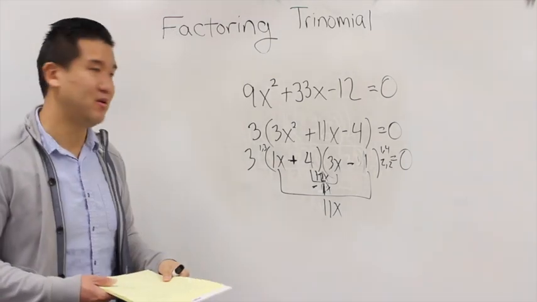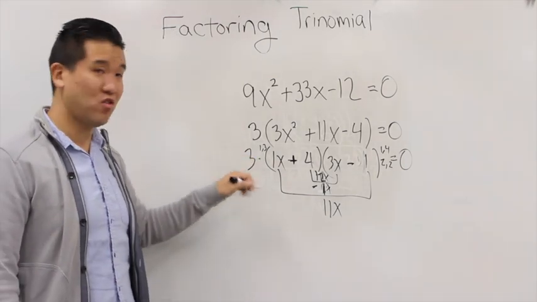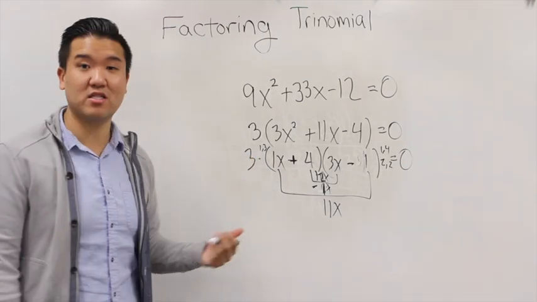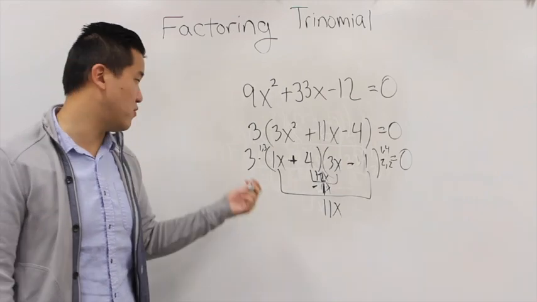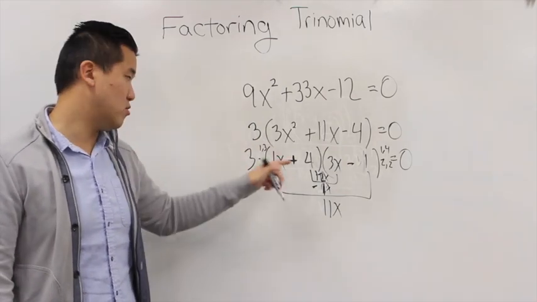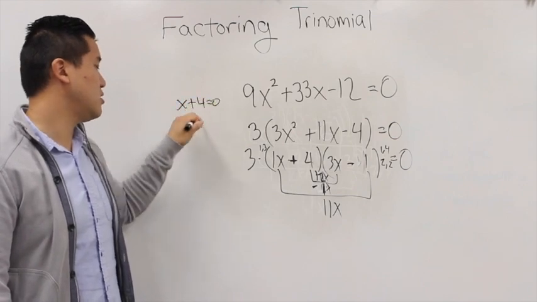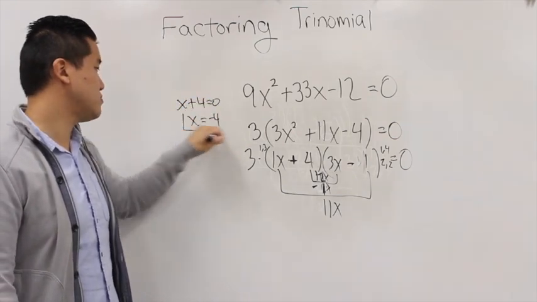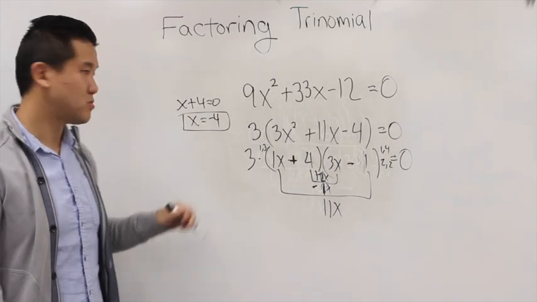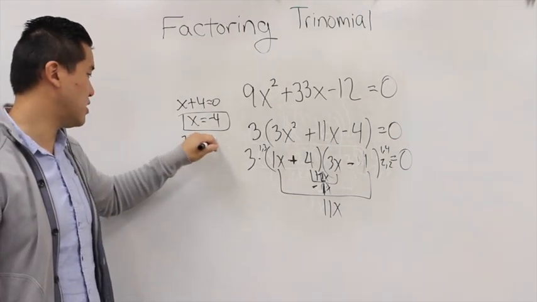Our last step is to set equal to 0. This 3 is fixed, so you can't change it. There's no variable, so we could just leave that out. We have to set these two guys equal to 0. So x plus 4 equals 0. So you get negative 4. That's one answer. And then we do 3x minus 1 equals 0.